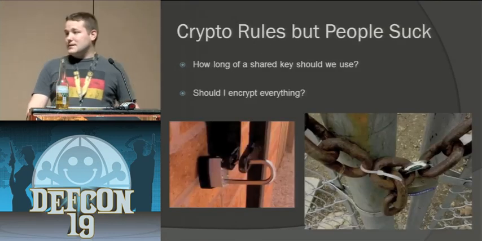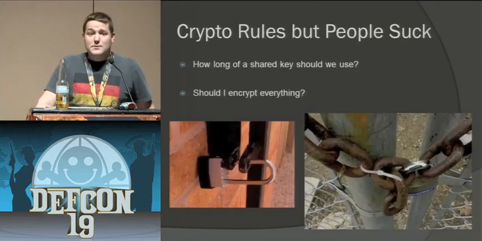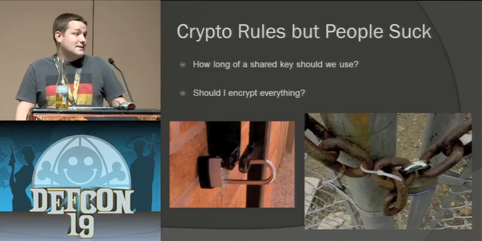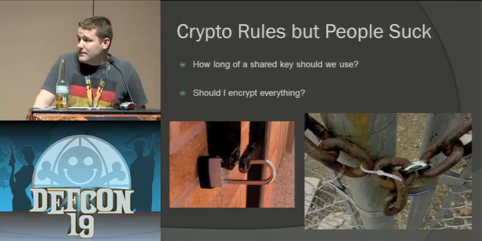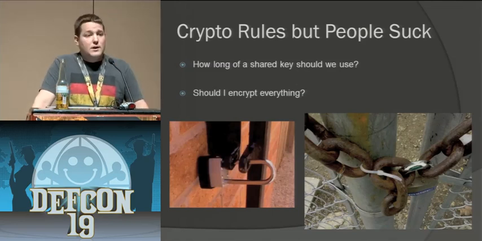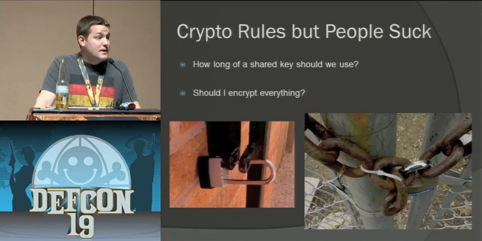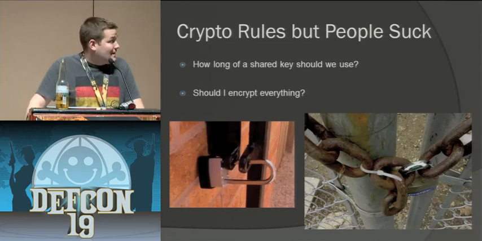All right, so getting back to it. Crypto does rule. It absolutely rocks. Like I said, the math behind it is amazing. But by definition, if you have a 128-bit key, it should take 2 to the 127th tries on average to crack it. So no supercomputer is going to be doing that.